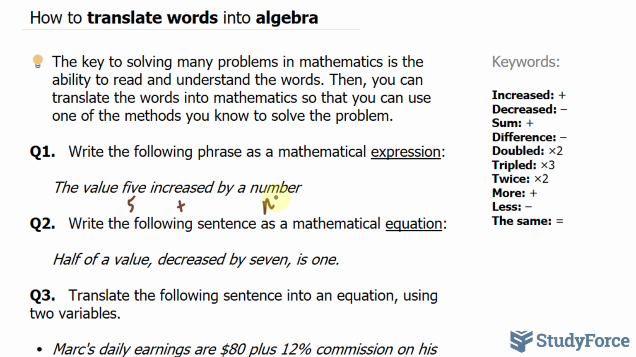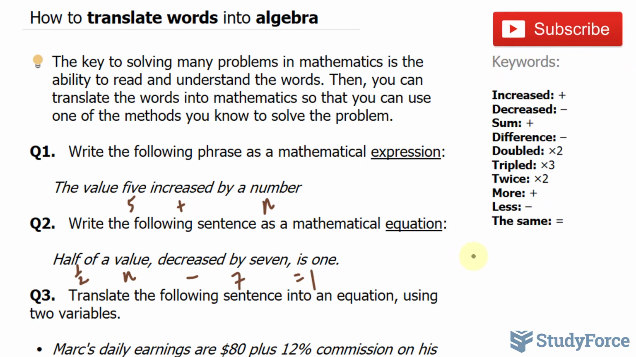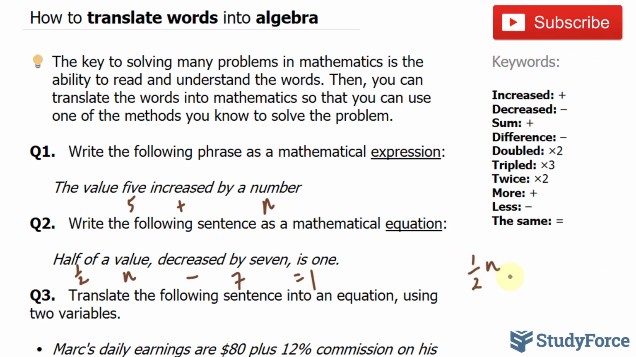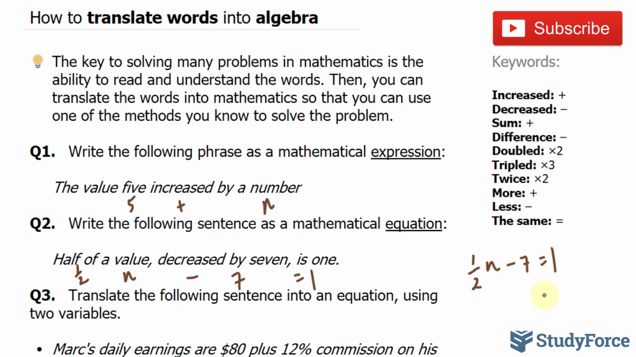So we're told that half a value that we don't know, we'll call it n. Half represents 1 over 2. Decreased by 7, decreased means minus 7, is 1. Is represents equal, and it's equal to 1. So technically our equation is 1 over 2 times n minus 7 is equal to 1.